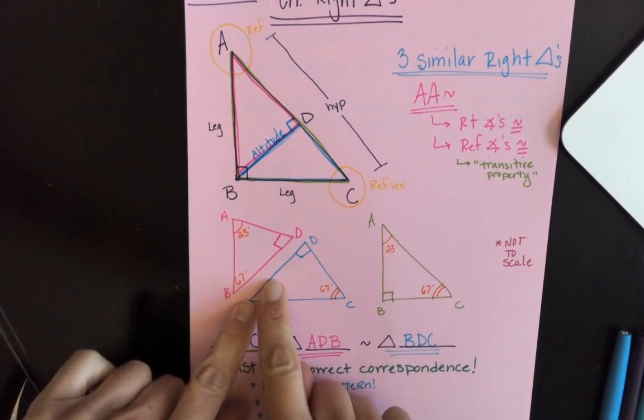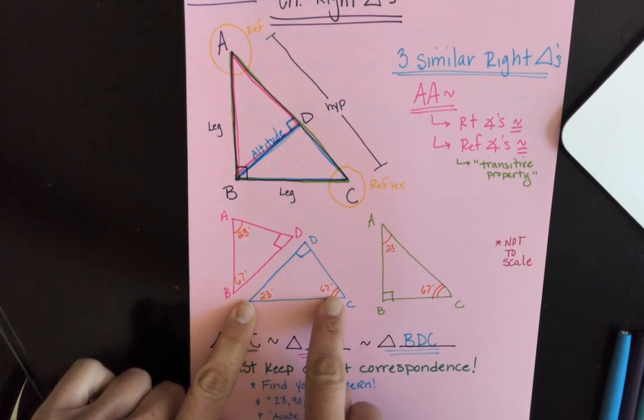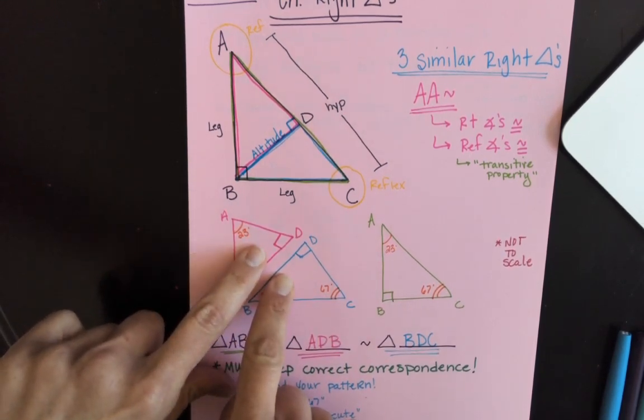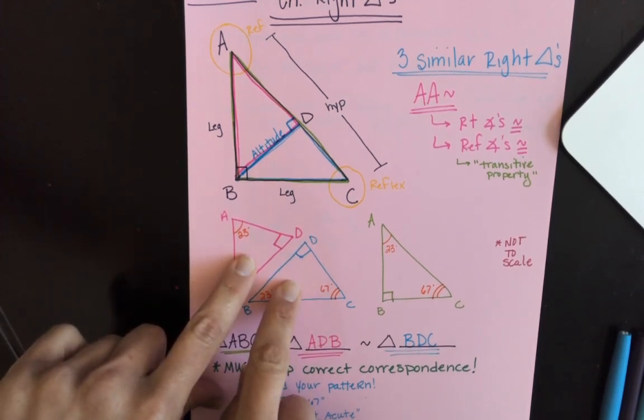Over here, it's the longest leg because it's opposite the 67. They don't correspond. It's the shortest side in the pink triangle. It's the longest side in the blue triangle.